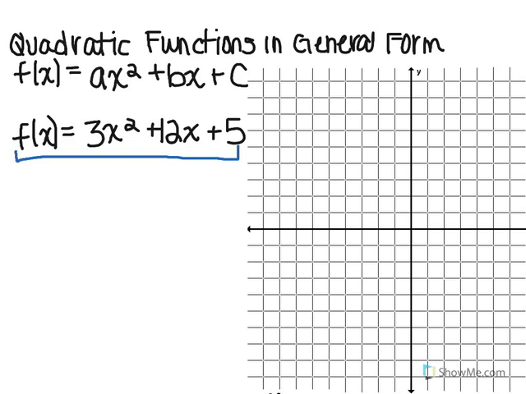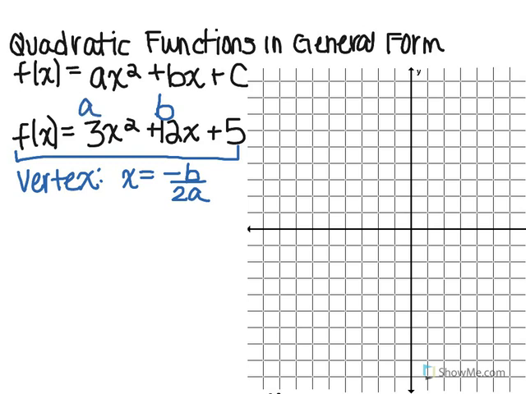And then I could just figure out how far to move left or right and how much to move up and down. But I'm going to actually use the formula instead. So the formula, which comes from completing the square of the vertex, is that the x value is equal to negative b over 2a. So here our b value is 12 and our a value is 3.